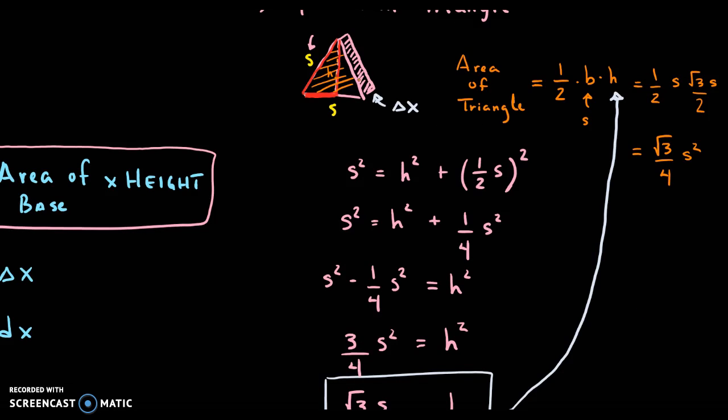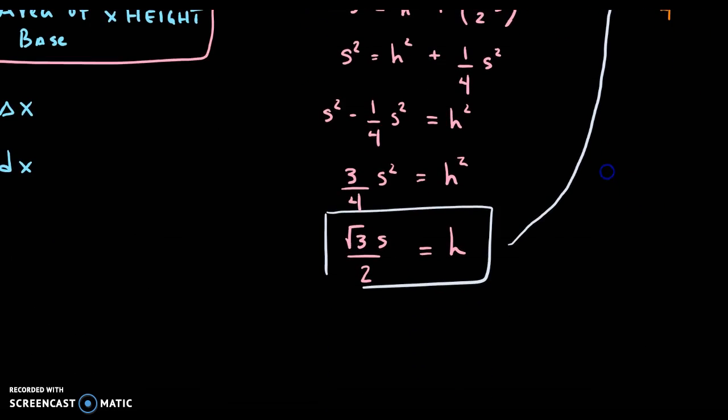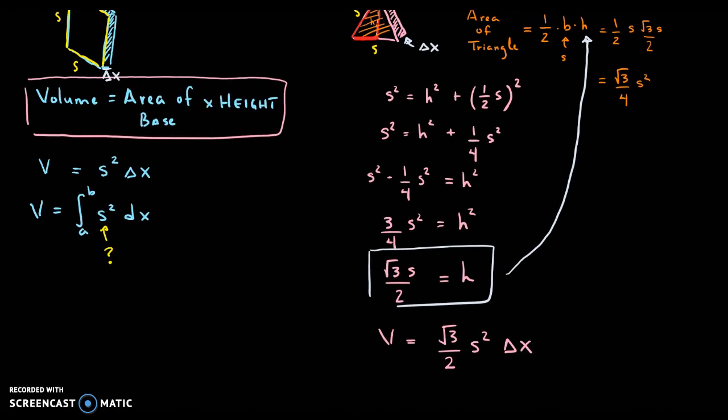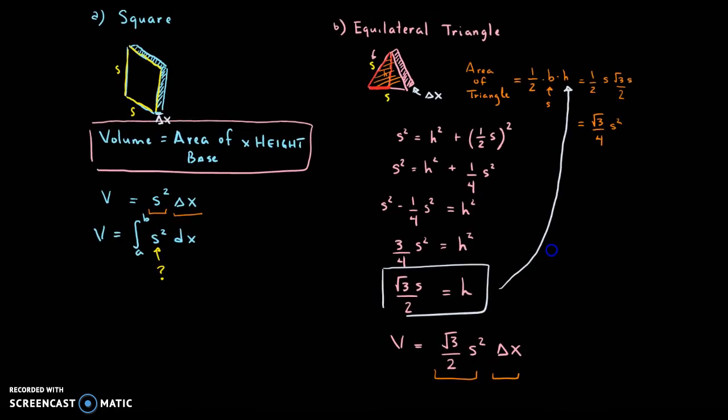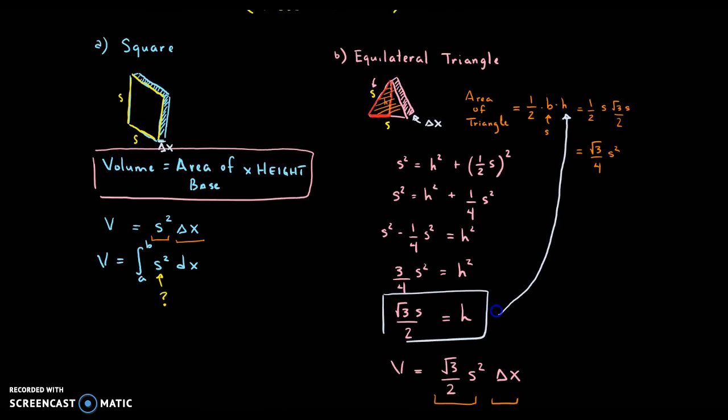Now if I want the volume, I have to multiply that by our delta x. So our final answer, the volume, is going to be equal to square root of 3 over 2 s squared times delta x. It's exactly what we have here. We have the area of the base times the height of our shape. Over here we had the area of the base times again the height of our shape. It's the same thing over and over again, the same idea for these problems.